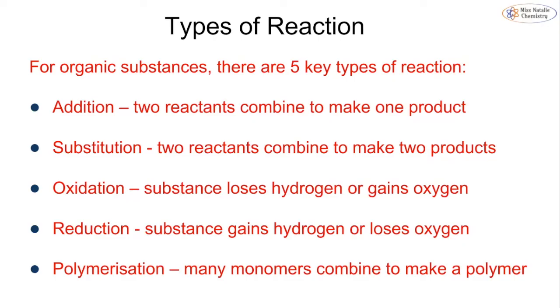Now, moving on to different types of reaction for organic substances. These are some that we're going to come across all the way through the organic compound portion of the A level. So we're looking at addition, where we get 2 reactants combining to make 1 product. Substitution, where 2 reactants combine to make 2 products. Oxidation, where a substance either loses hydrogen or gains oxygen. The opposite of that being reduction, so the gain of hydrogen or losing oxygen, and polymerization, where we get monomers combining to make polymers.